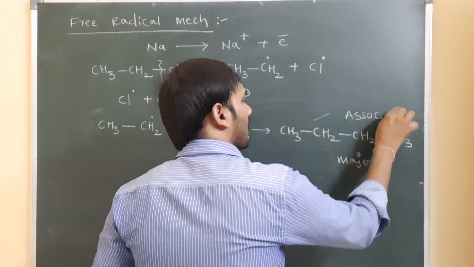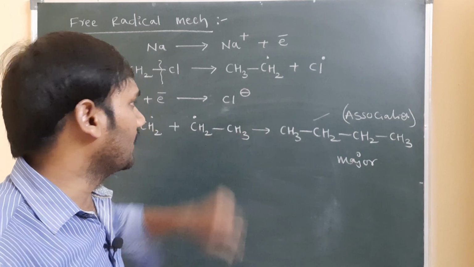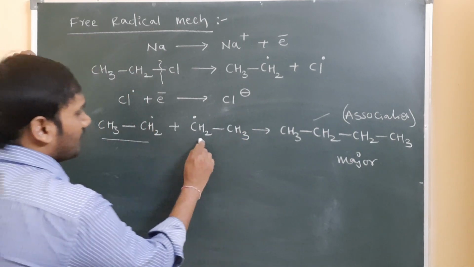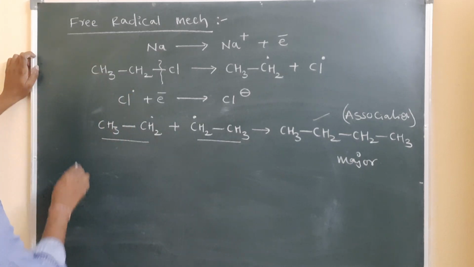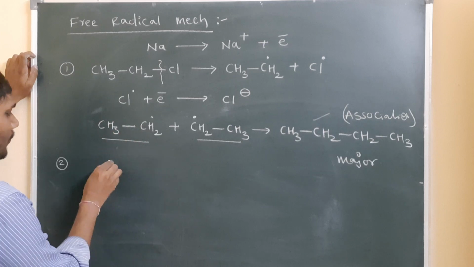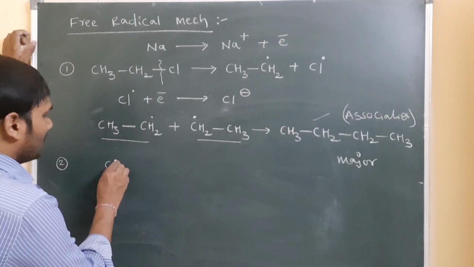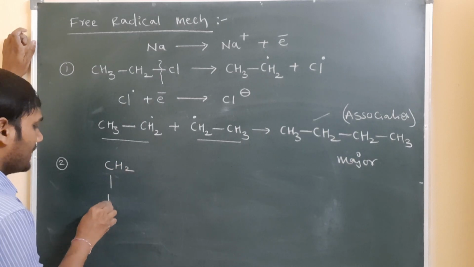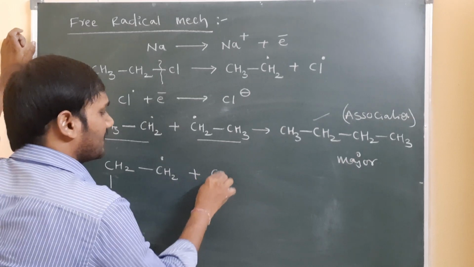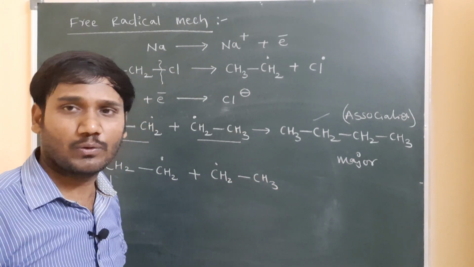This is what we call association, and one more process also takes place in the free radical mechanism. So what is the other process? For example, you see here, these are the 2 free radicals. This is the first method, and for the second process, I am taking this free radical, the CH3CH2 free radical, plus another CH3CH2 free radical. So this we are getting.